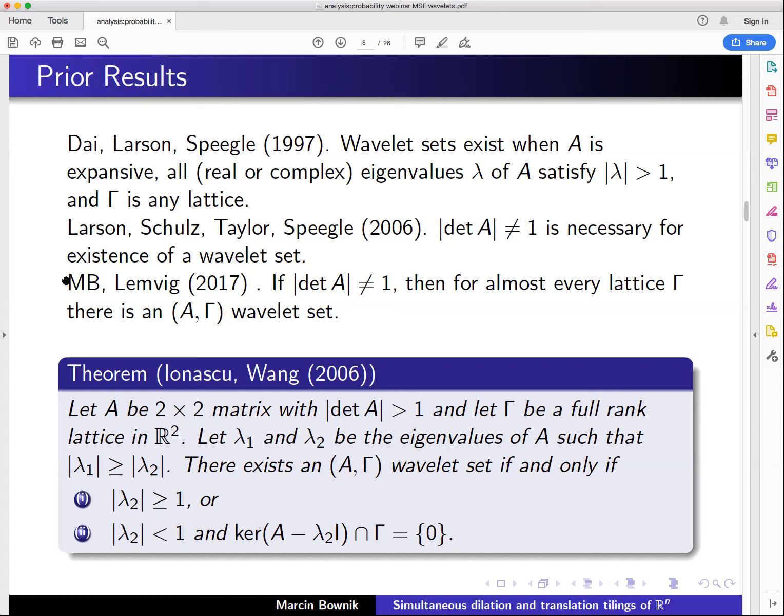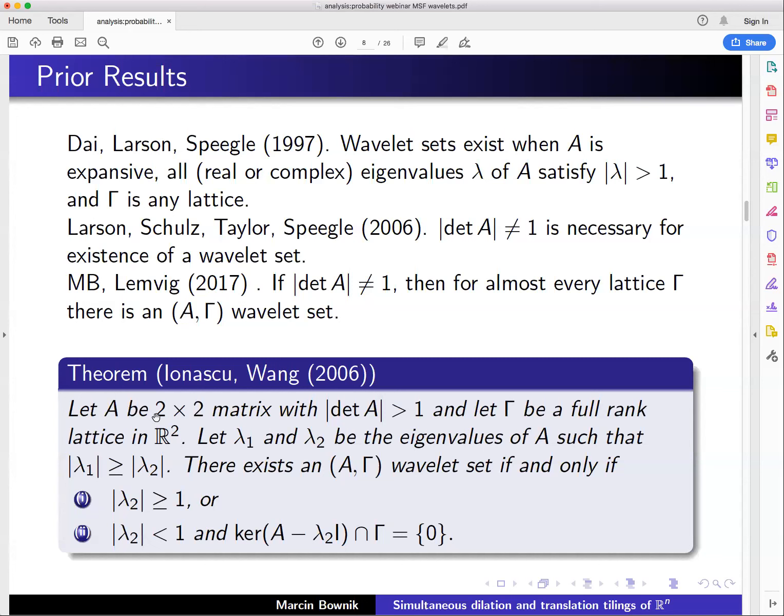And now, a result that is due to myself and Lemvig from 2017. When you start from any dilation that's not equal to 1, then for a random choice of lattice Gamma, almost surely there will exist a Gamma wavelet set. So the dilation could be anything. You choose the lattice randomly in the space of unimodular lattices, and that's the sense in which we talk about almost every lattice. Yeah, there will exist a wavelet set.